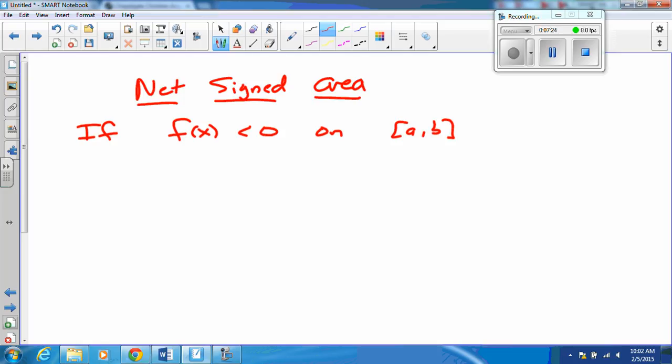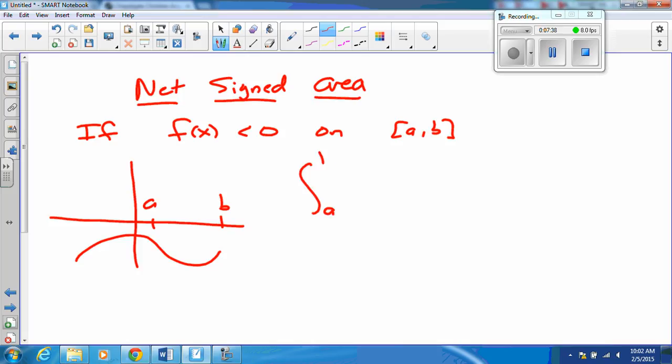I want to consider the case where a function is negative on the interval a to b. So that would look something like this. And I want to consider now what the meaning of the integral of f of x dx from a to b is. Well, if I represent the region here, the region is going to be bounded by f of x here, it's going to be bounded by the x-axis again, and it's going to be bounded by the vertical lines x equals a and x equals b.